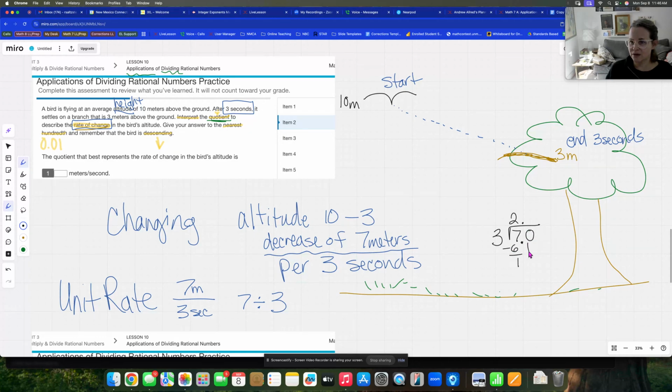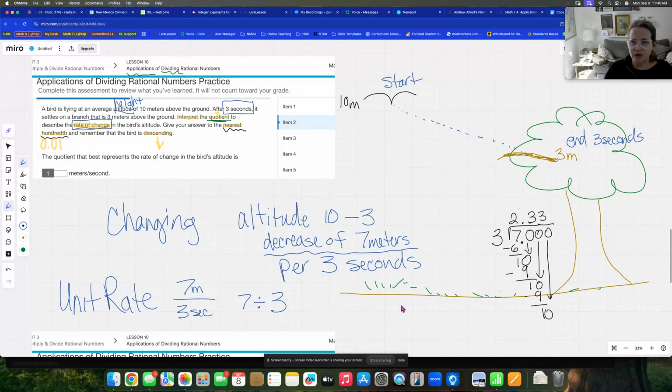Going to annex a 0, bring it down. Uh-oh, it's repeating. 3 times 3 is 9 again. Remainder is going to be 1 again. Annex another 0. Okay, and I'm in an infinitely repeating loop here that's going to keep going. Now I'm going to need to do what it said right here: give my answer to the nearest hundredth.